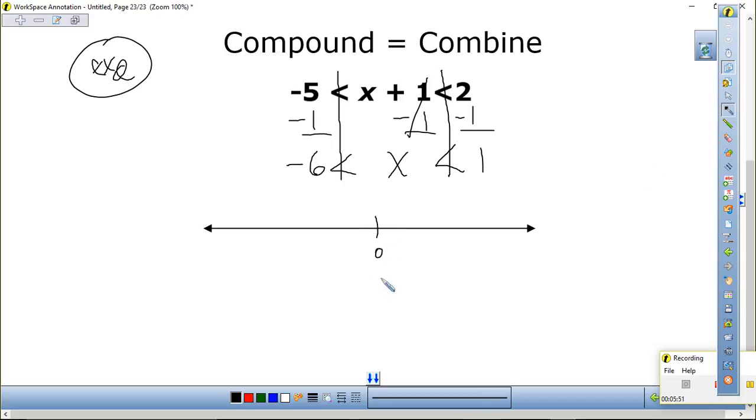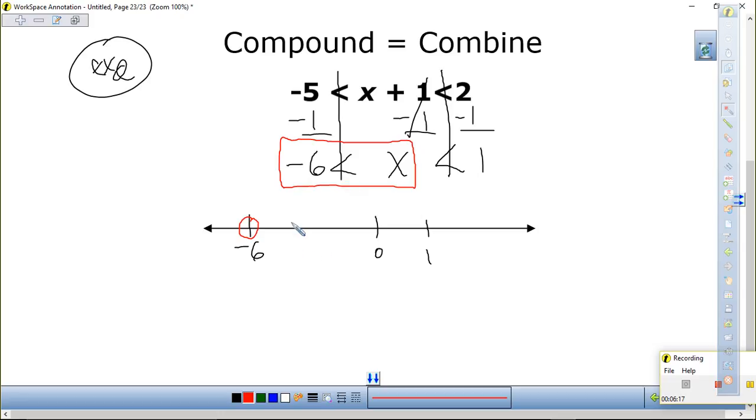Here's 0. I have negative 6 over here and positive 1 over here. So check this out. I'm going to graph first the first part of this compound inequality, the solution. Look up. So I'm going to graph this in red. Negative 6 less than x. Therefore, my dividing point is what? Negative 6. So I open point because it doesn't have an equal sign.